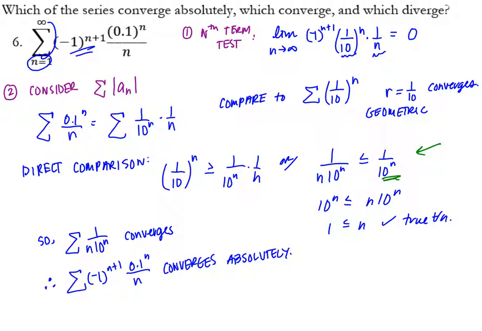There are some more examples in the rest of these note outlines. I would like you to look at them, try them yourself, and then compare them to the posted solutions that I'll put up. So it will make more sense to you if you try it a little bit. Remember, there's 3 steps. N-term test, consider the absolute value. If this guy diverges, then you move on to the 3rd step of trying the alternating series test.